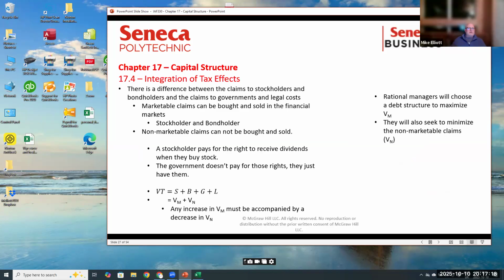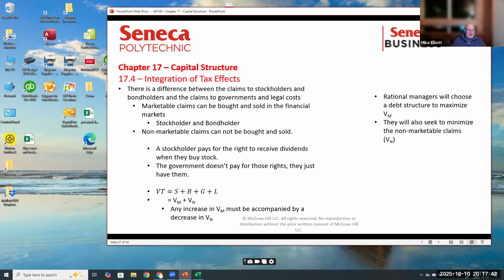Is there a difference between all these claims? Absolutely, there's a difference. And the big difference is I can sell some of those risks away. The marketable claims by stockholders and bondholders, I can sell away. I can get rid of those risks. Somebody will always buy them from me because there are gamblers in the world that will always say, what's the probability of bankruptcy? What's the upside if it doesn't go bankrupt? That's good enough. I'll take that.